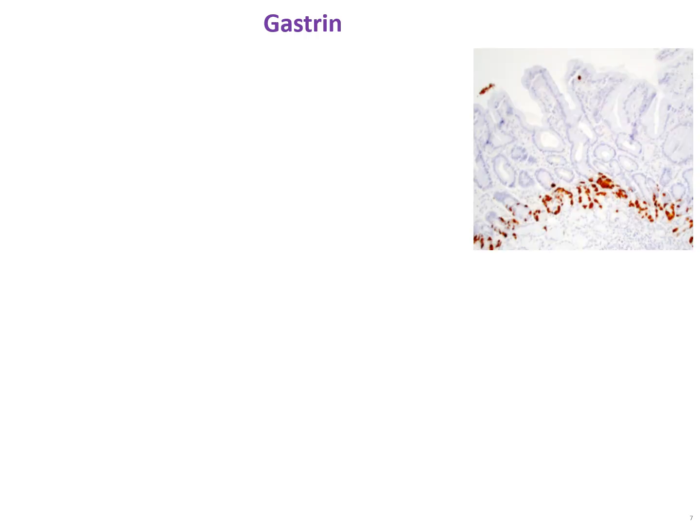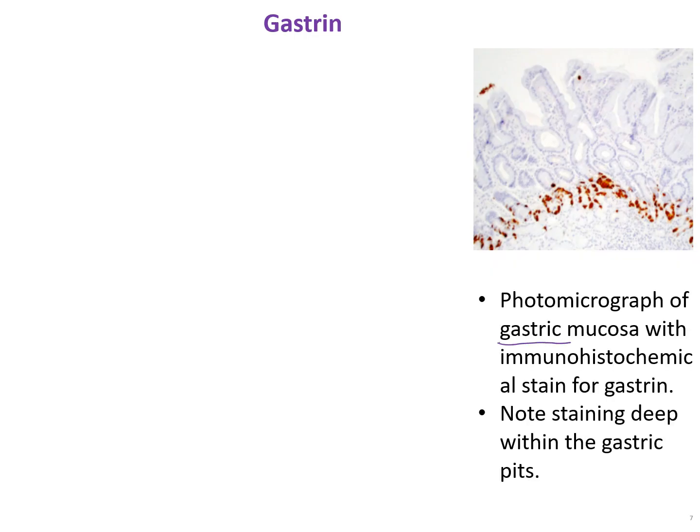All right, the first important hormone, gastrin. Gastrin is important, especially when you look at the gastric gland in the stomach. You can see the gastric pits, and also a photographic picture of the gastric mucosa with an immunohistochemical stain of gastrin. Deep within the gastric pit, this brown discoloration is the gastrin.